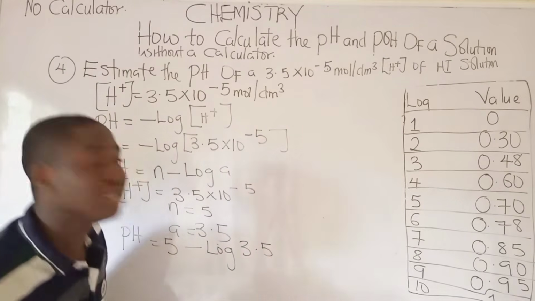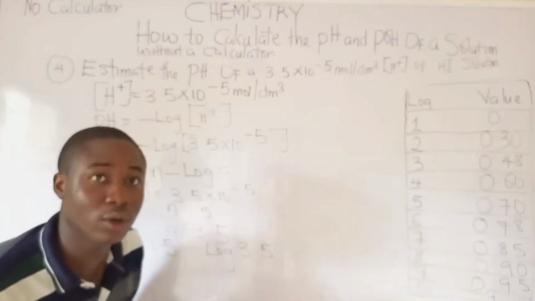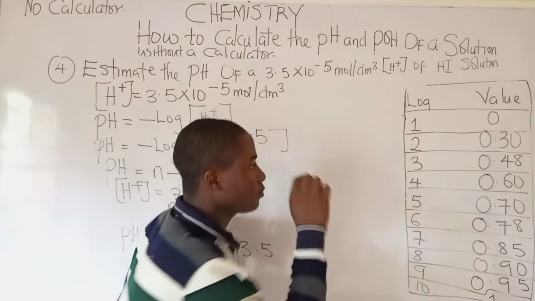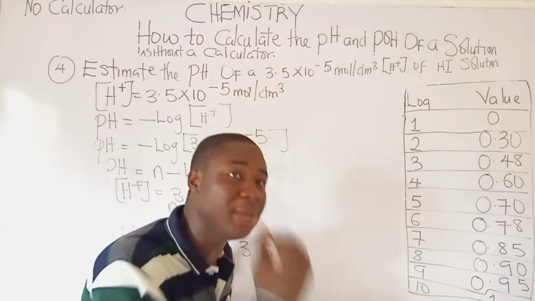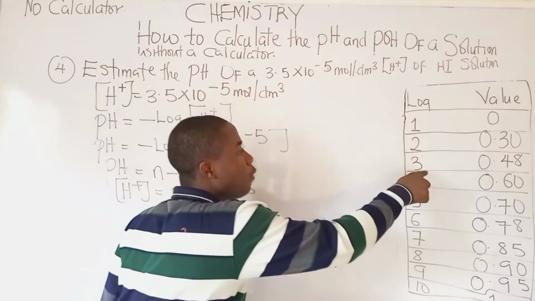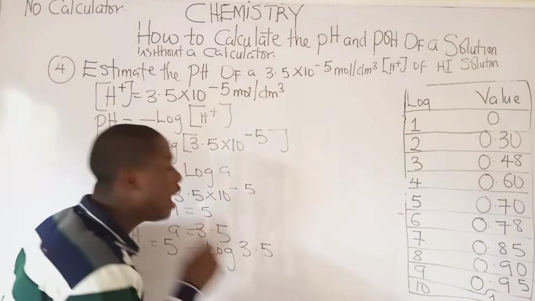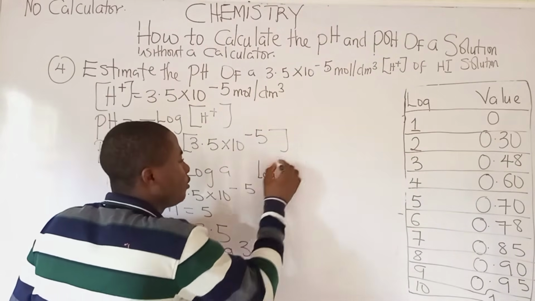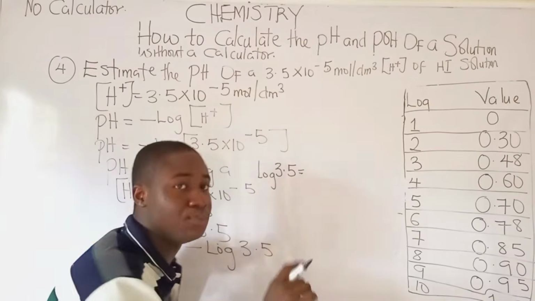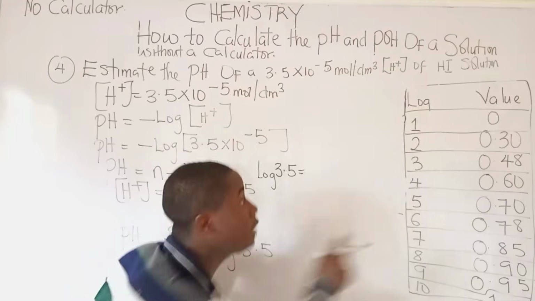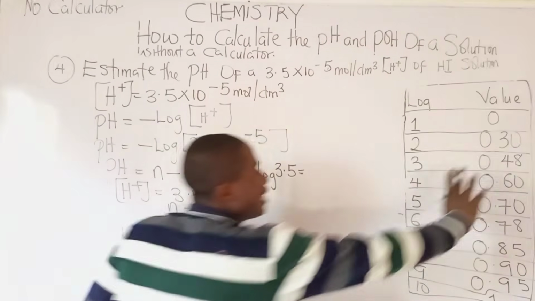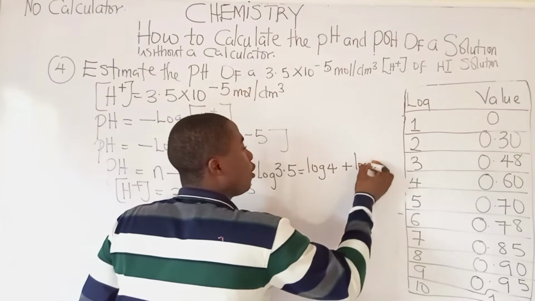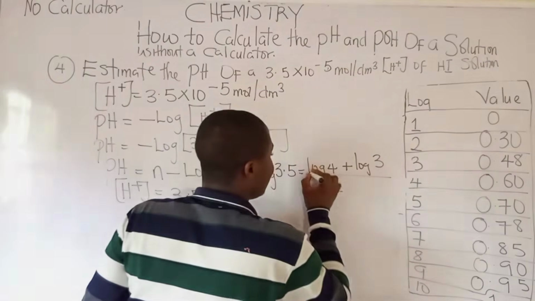But if you check this table carefully, we don't have any value like log 3.5, but we can actually solve it. Now, 3.5 as a value is between 3 and 4. How do we get log 3.5? We simply take the average of the logarithms, because 3.5 is in between 3 and 4. We say log 3.5 is equal to log 4 plus log 3, all over 2.